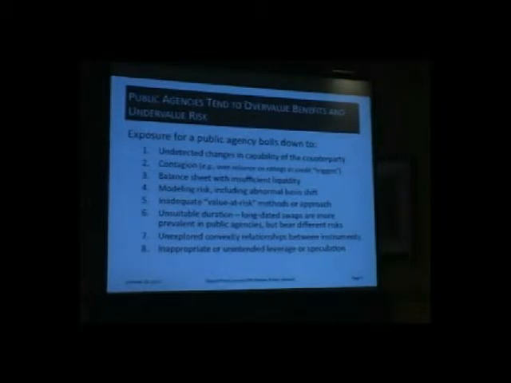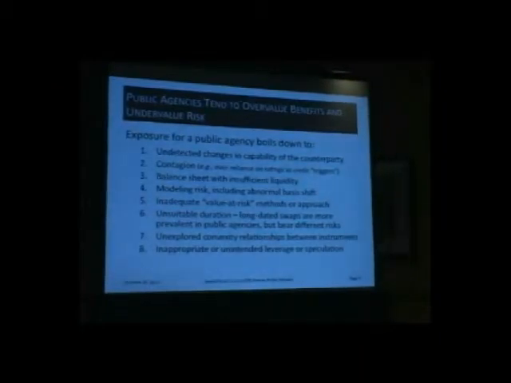There are 8 things that I think enter into this calculus, but I'm going to highlight just 3 of them. First is, and Alex talked about this, modeling risk. We assume that what happened last year and the year before will happen next year. And of course in 2008 that didn't happen.